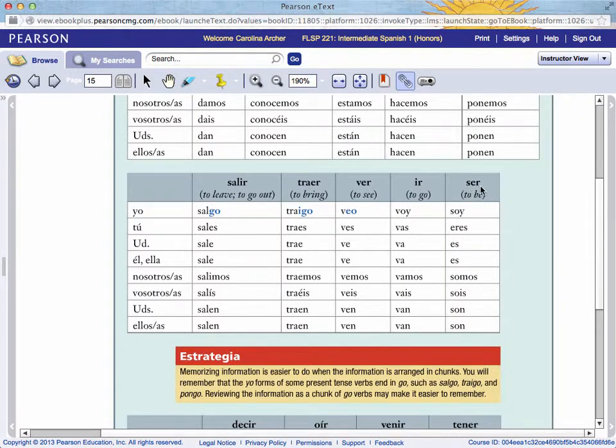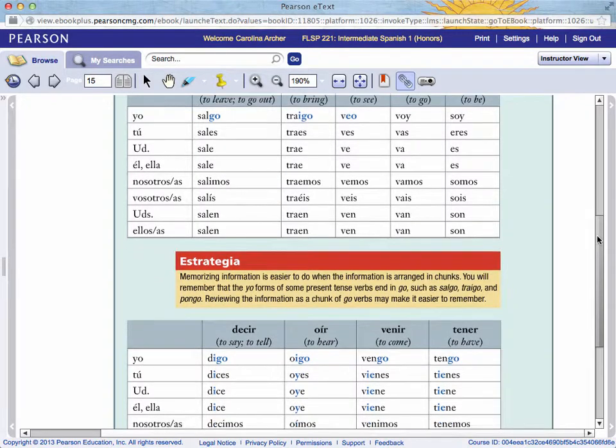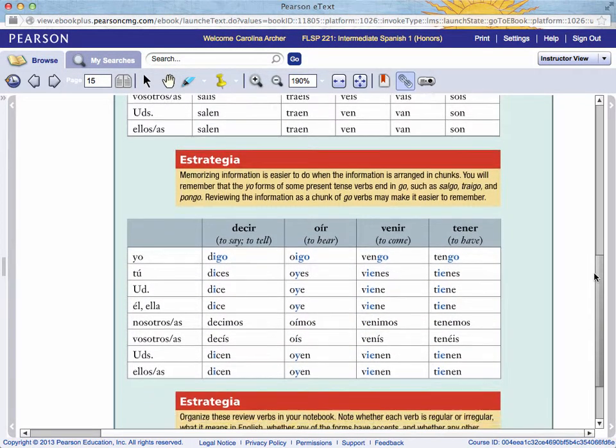And then ser also, yo soy, but then it changes. It's completely different from the infinitive. Yo soy, tú eres, él es, somos, sois. Very irregular. Okay? Muy bien. And these are verbs that are very common. We use the verb to be all the time and to go all the time. So it's very important that you review them. Okay? Muy bien.